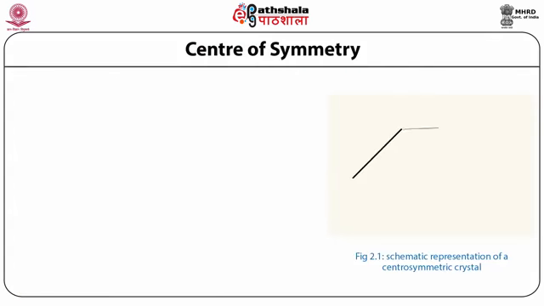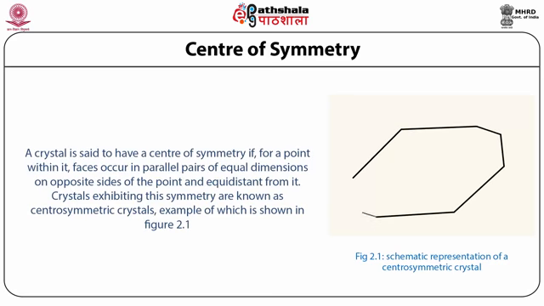Center of symmetry. A crystal is said to have a center of symmetry if, for a point within it, faces occur in parallel pairs of equal dimensions on opposite sides of the point and equidistant from it. Crystals exhibiting this symmetry are known as centrosymmetric crystals, an example of which is shown in figure 2.1.